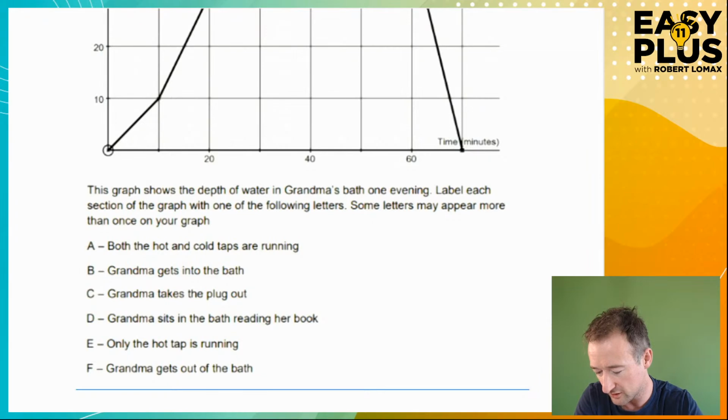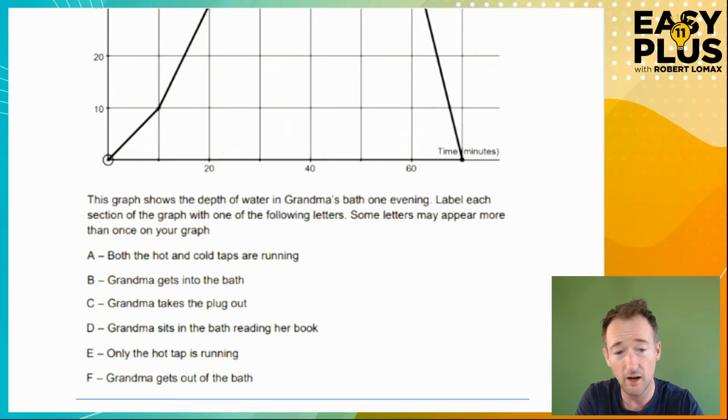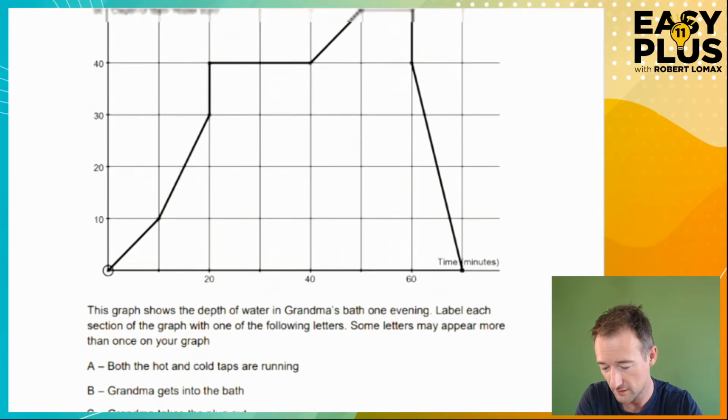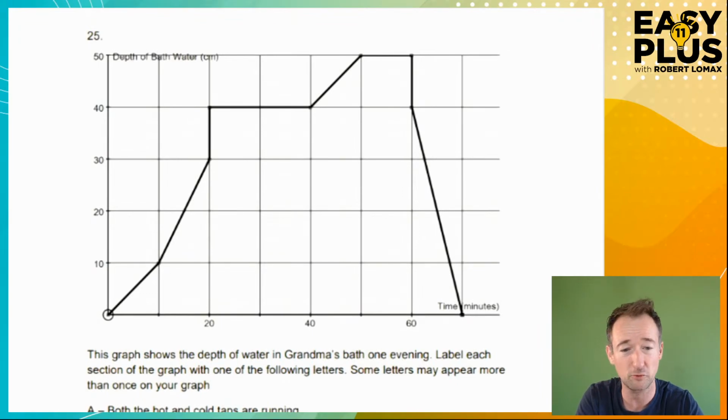Label each section of the graph with one of the following letters. Some letters may appear more than once on your graph. Interpret that to mean some letters should appear more than once on your graph. Just putting the right letter in one correct place will not get you all the marks. You have to put it everywhere where it applies.